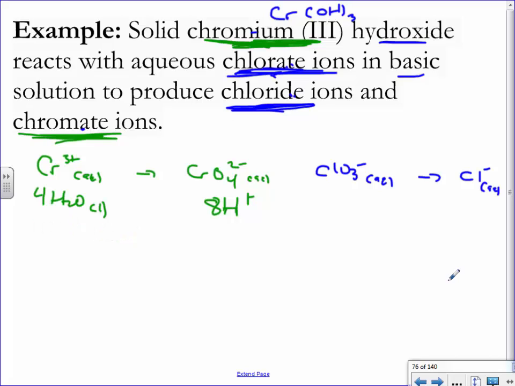You know how in algebra you can add something to both sides of an equation and it's considered valid? What I'm going to do here, now that I've got to this point where it's balanced, is add 8 hydroxides to this side and 8 hydroxides to this side. Adding 8 hydroxides to both sides is valid because I'm doing it to both sides.